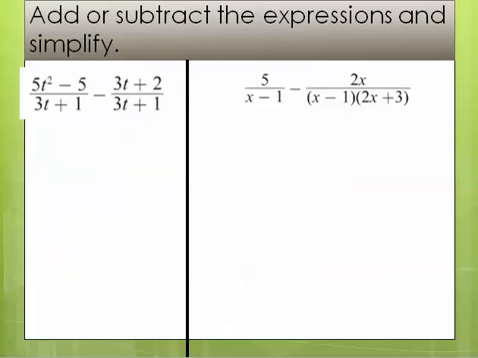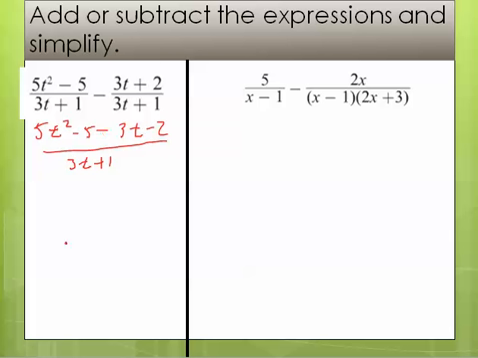Okay? So let's look at these two real quickly because there's a couple of interesting little tricks that you can play here. You notice how I've got 3t plus 1 in both of these two? Well, all I've got to do is subtract the numerators then. And what I would get would be 5t squared minus 5 minus 3t minus 2 divided by 3t plus 1.